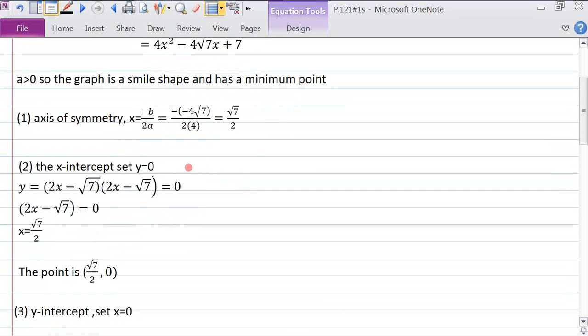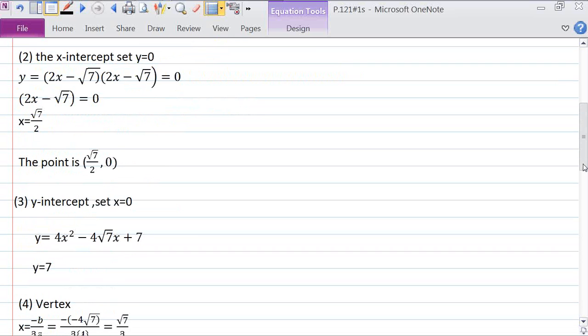To find the x-intercept, since this is a perfect square, you can see that there's only going to be one x-intercept. We set y equal to 0. We set 2x minus root 7 equal to 0. We transpose the minus root 7 to the right side. We get 2x equals root 7, so x equals root 7 over 2. So there's only one x-intercept, and the coordinates of that will be root 7 over 2, comma 0, because we set y equal to 0. Here's the x value, here's the y value, there's the ordered pair.